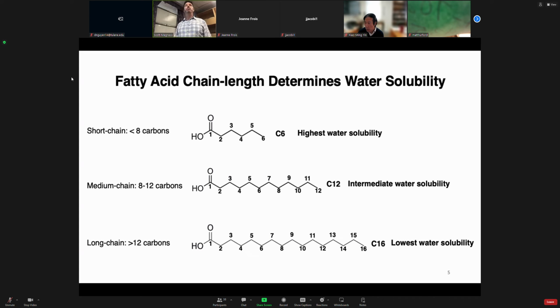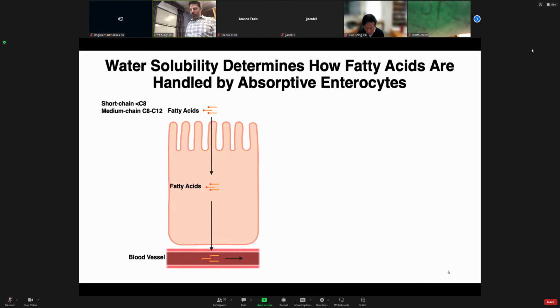Hydrophobic and much more difficult to handle through the cell. So the absorption, the metabolism, and the export is much more challenging and requires a lot of different sorts of mechanisms to do that. And the question is, can we model that? Can we model that system in a human absorptive enterocyte?